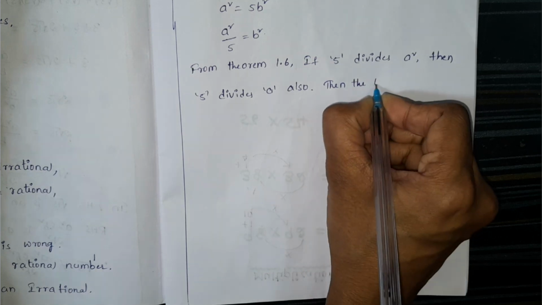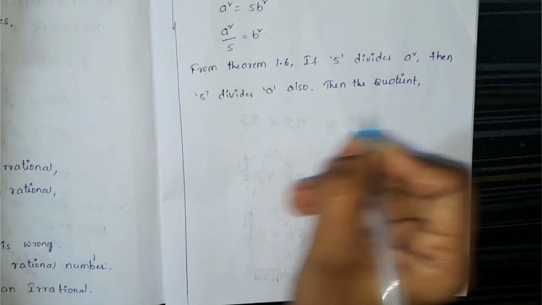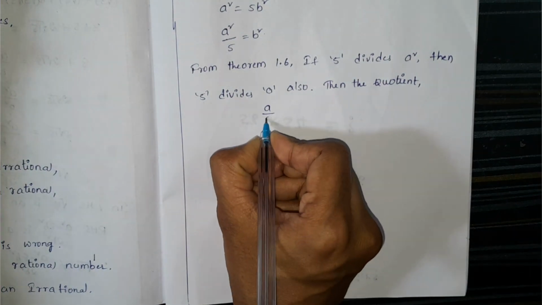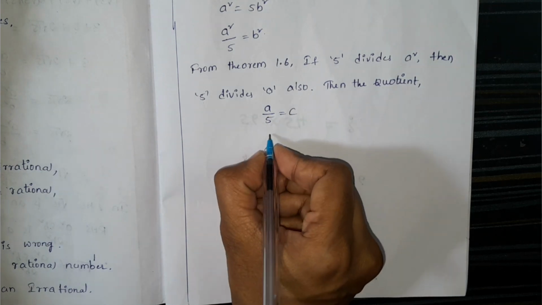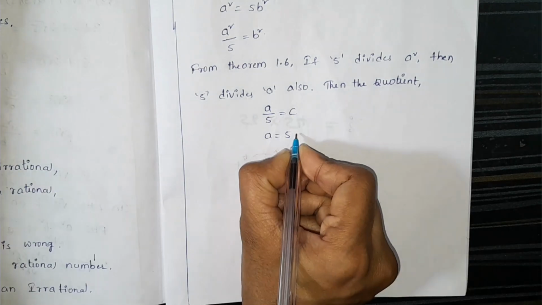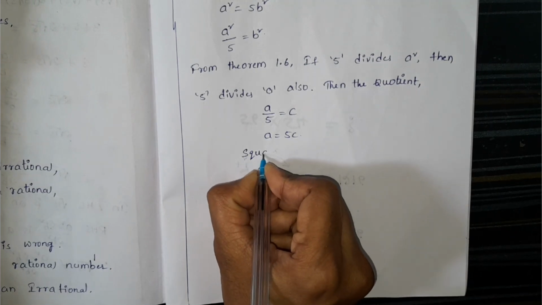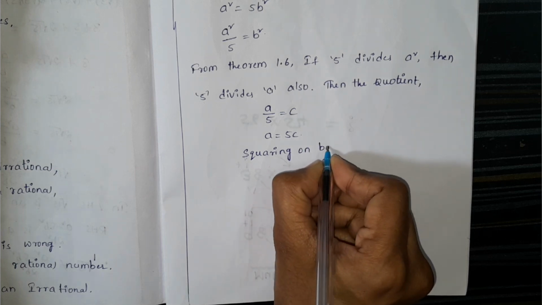Then the quotient is... Here a divides 5, no, means a by 5 equals quotient, let us say c. a by 5 equals c. Here a equals 5c. Okay, send the 5 to the other side. Here also, squaring on both sides.